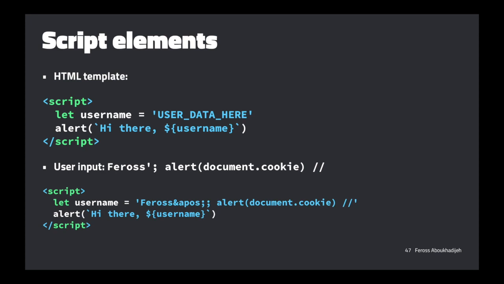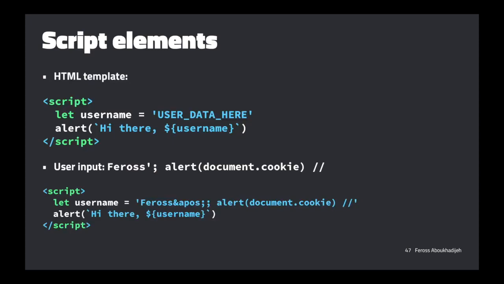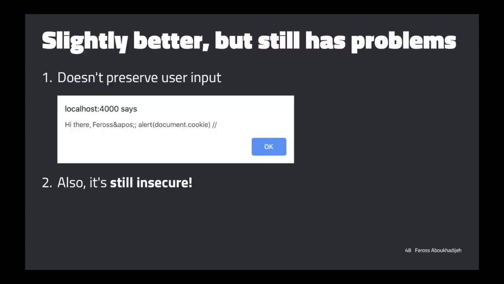We've solved that problem. So the two problems are: it doesn't preserve the user's input, so they get something that they didn't type in when it alerts out. And by the way, this is the alert that's supposed to happen, because remember, we're saying hi there, username. So it's fine that this alert happens. We're just saying hi there, and then this should be what the user typed in, which is not what they typed in. So that's a problem. And also, there's another problem here. It's still insecure. So let's talk about why that's the case.